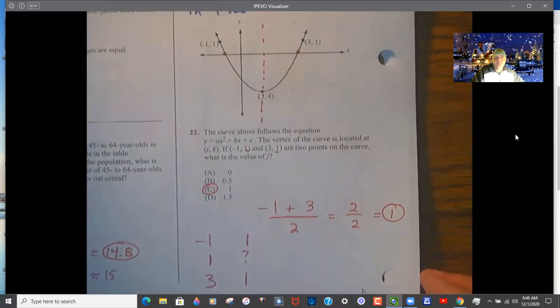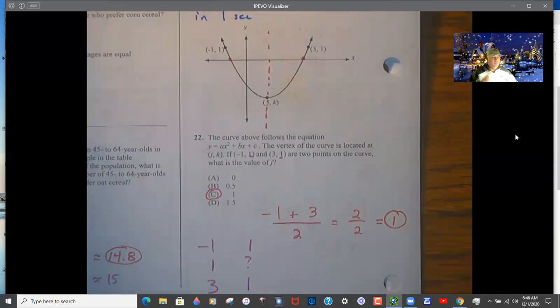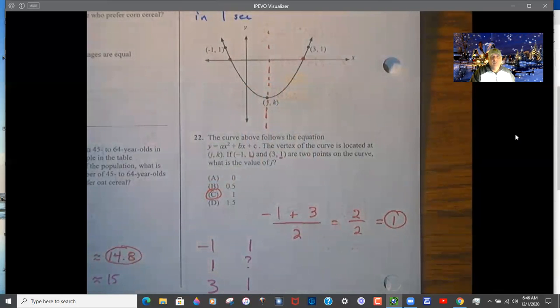Problem 22, what's the vertex? So they take a challenging problem and follow it up with an easy one. Just figure out halfway between -1 and 3. And that is 1. That would be the x value of the vertex.